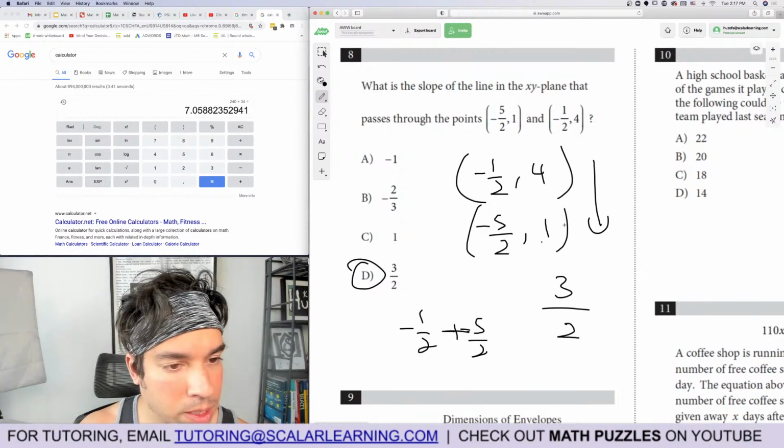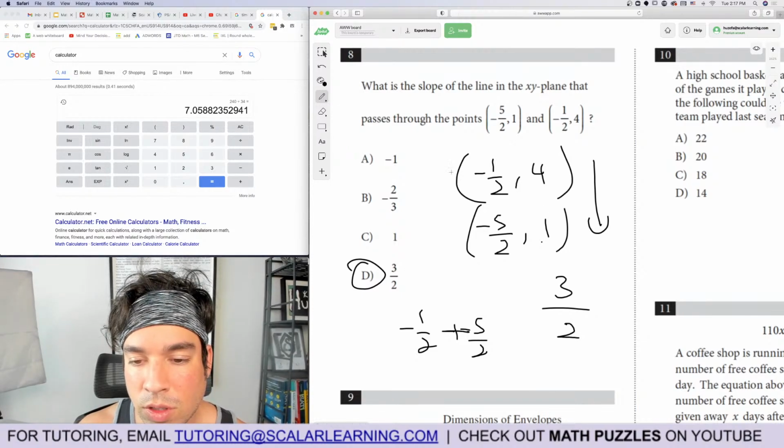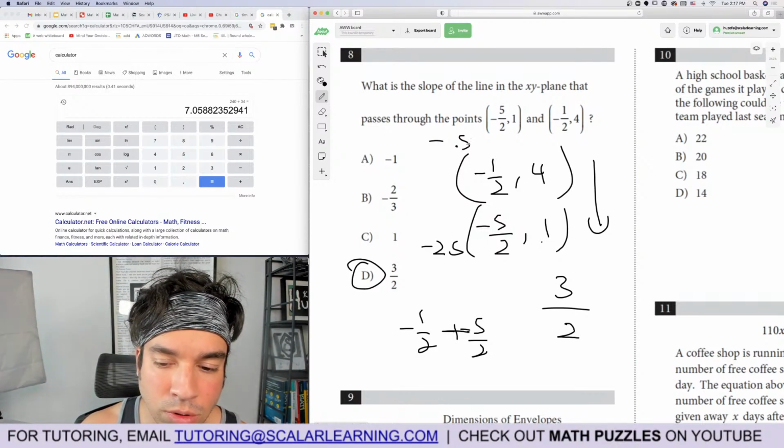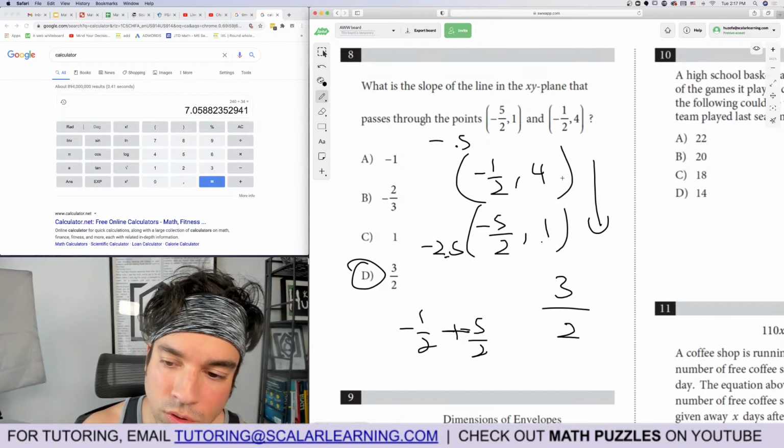Let me just double check I didn't make a mistake. So this is 0.5, negative, minus negative 2.5. That minus that is plus that. So negative 0.5 plus 2.5 is 2. So 3 over 2, yeah.